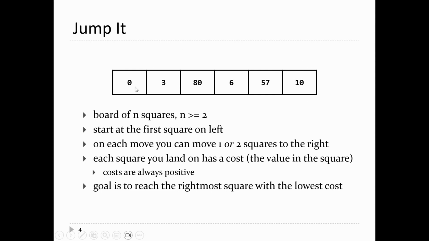So if I start at the 0, I go to the 80, and then the 6. So that's 80 plus 6 is 86, and then the 10, that costs me 96. I would like to get to the 10 with the lowest cost. Your costs are always positive in this case.